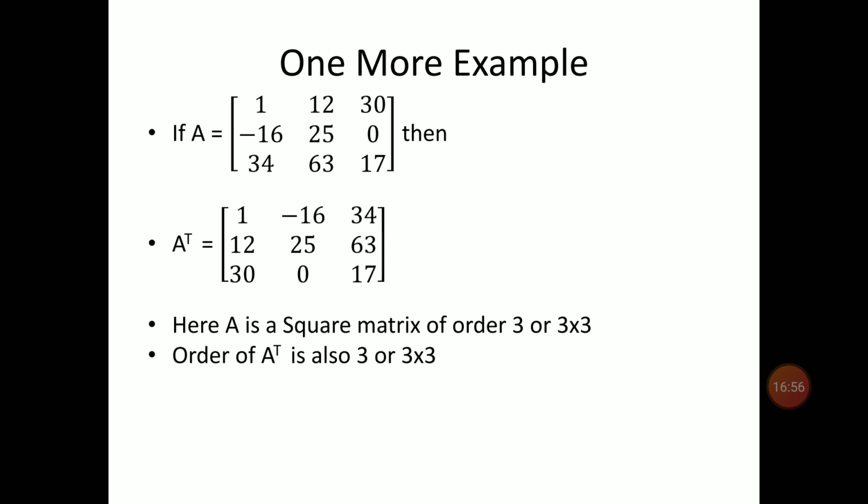One more example. If A is a square matrix, here A is a matrix of order 3 by 3, then what about A transpose? Here also the rows of matrix A become the columns of A transpose. The first row of matrix A is 1, 12, 30, and that becomes the first column of A transpose. Similarly, the second row becomes the second column, and the third row becomes the third column. But since it is a square matrix, the order remains the same, and therefore if A is a square matrix of order n, then A transpose is also a square matrix of order n.